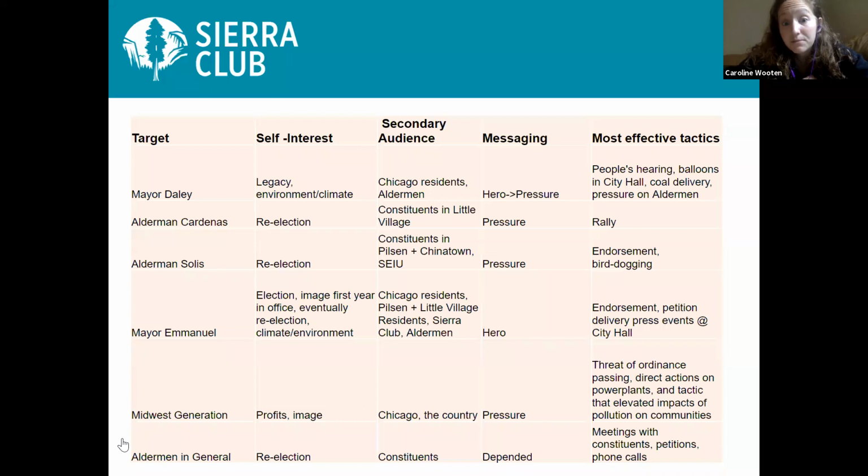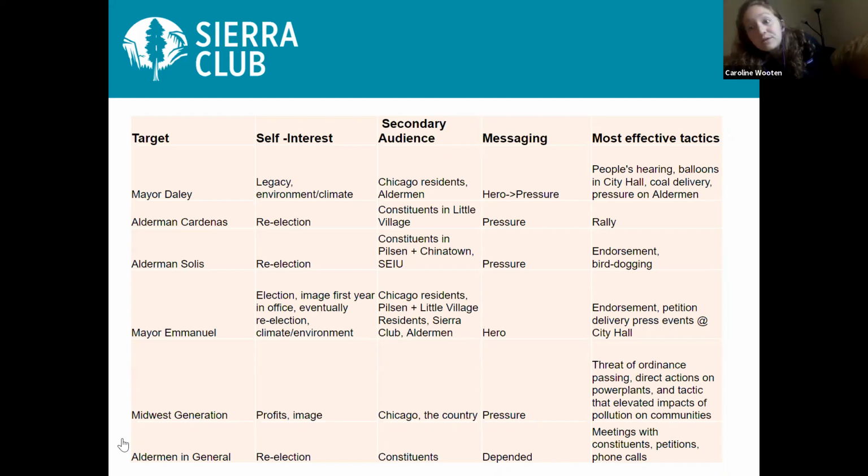Secondary audiences, people who could influence him, were Chicago residents and aldermen. The messaging initially was hero messaging. It was like, maybe he can do the right thing. He didn't. So then it moved to pressure messaging, like, Mayor Daley, don't you care about your green legacy? What are you doing?